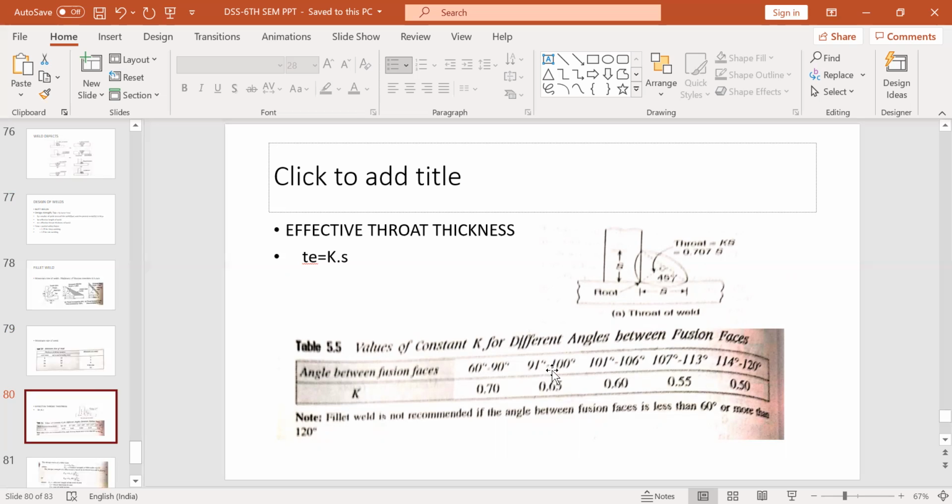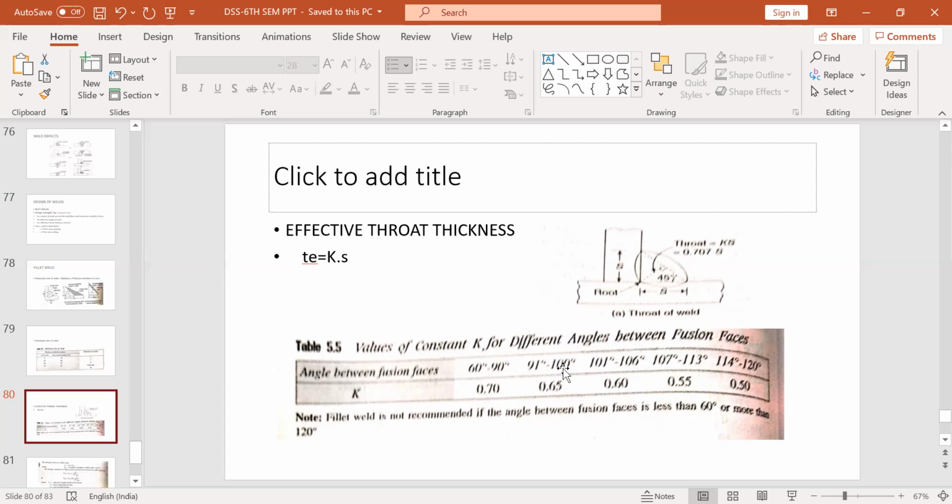We go for butt weld or something else, not fillet weld, because the design strength cannot take that angle. That angle will not be sufficient for the design strength in that case. So if the angle between the fusion faces is 60 to 90 degrees, take K as 0.7.